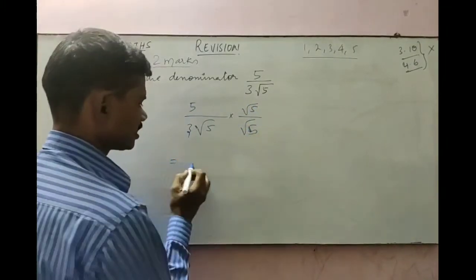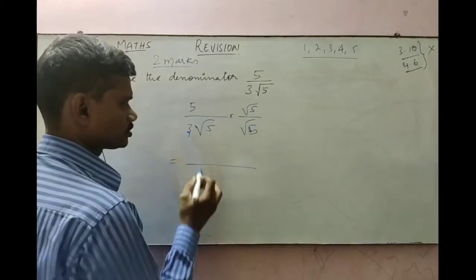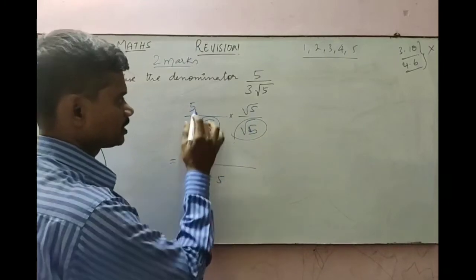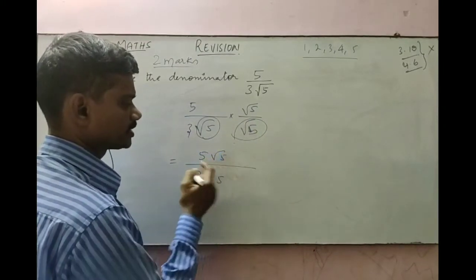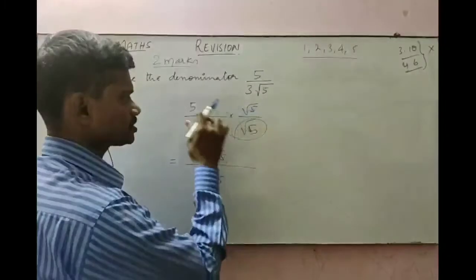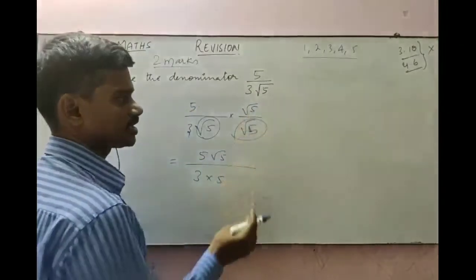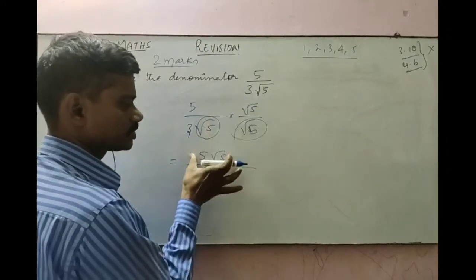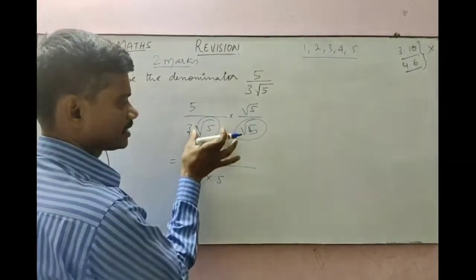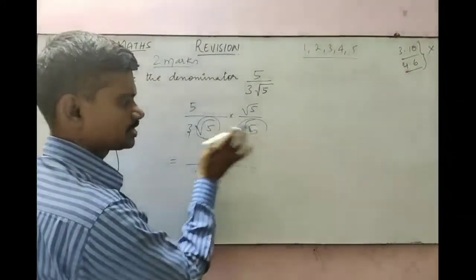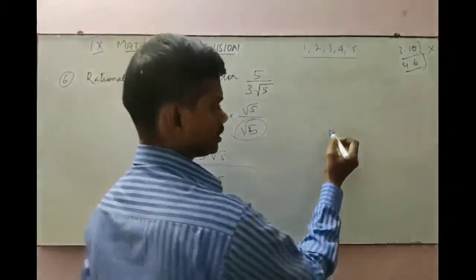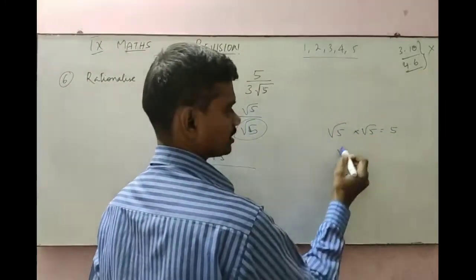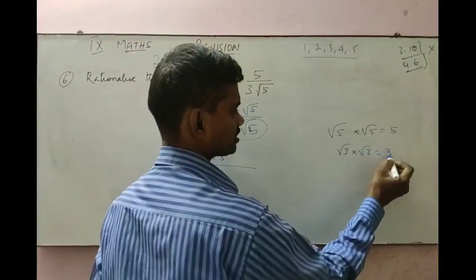So now you will get the denominator as a rational number. So 3 root 5 into root 5 gives 5. Here 5 into root 5, you have to write this as 5 root 5. Don't multiply those two numbers because this is a rational number and this is an irrational number. Just write down those numbers as they are. And for irrational numbers you can multiply the numbers inside the root. Root 5 into root 5 gives 5. Like that, root 3 into root 3, you will get the answer as 3.